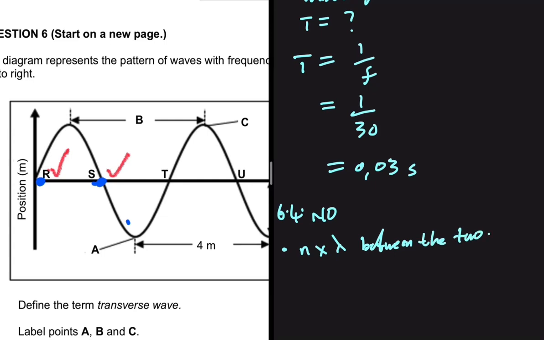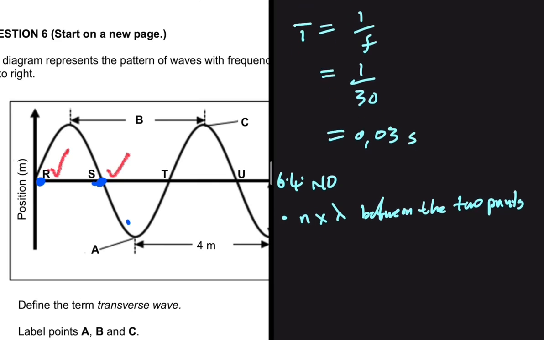What does that even mean? Let me explain to you. There needs to be a whole number of wavelengths between the 2 points. So if there is one wavelength between the 2 points, then they are in phase. If there are 2 wavelengths, they are in phase. If there are 3, 4, or 5, then those 2 points are in phase. We need a whole number of wavelengths between 2 points for them to be in phase.